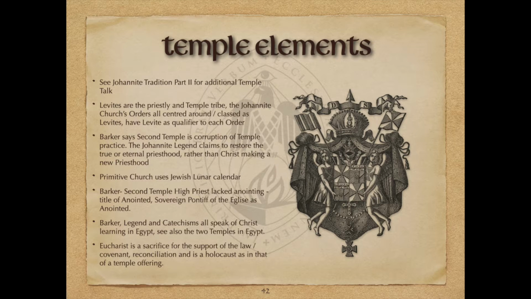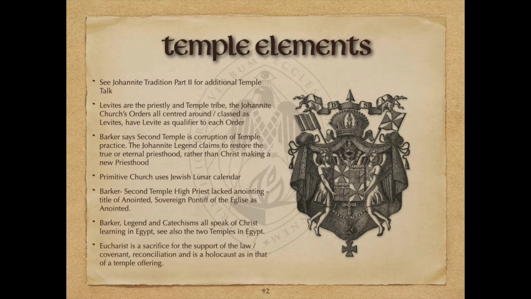Another element that Barker emphasizes throughout her examination of temple theology is the Second Temple being a corruption of First Temple practice. The Second Temple dropped, forgot, or discarded some elements that were found in the Temple of Solomon, making the ritual that they did in the Second Temple incomplete or corrupt, essentially, by that standard. And one of those, of course, is the thing around the high priest of the temple. In the First Temple, the high priest is anointed, but in the Second Temple, the anointing and the anointing oil is no longer present.